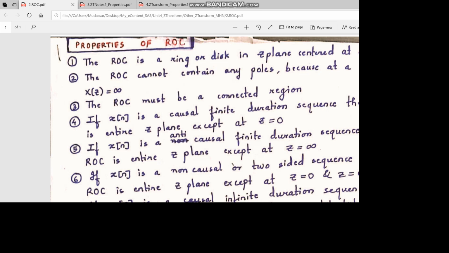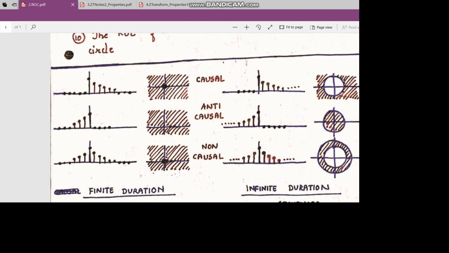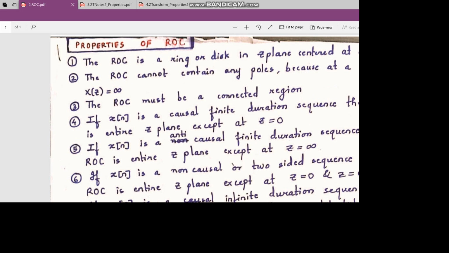Okay, so let us try to understand the different properties of ROC. The first property: when we draw the ROC, it is in the form of a ring, or a shaded circle, or a shaded region outside the circle, or the entire Z plane except at 0, or the entire Z plane, or the entire Z plane except at 0 and infinity. So this is the definition. The ROC is a ring in the Z plane which is centered at origin.